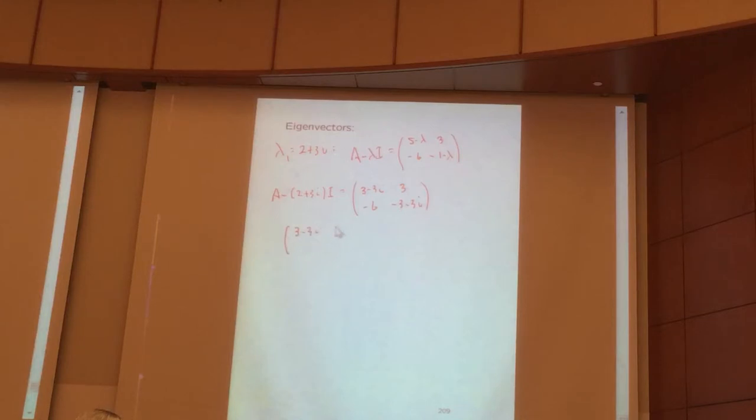Now we want (3 minus 3i, 3; 0, minus 6, minus 3 minus 3i) times (x1, x2) to equal (0, 0). Well, that's a system of equations. I'll write down the augmented matrix: 3 minus 3i, 3, 0; 0, minus 6, minus 3 minus 3i, and 0. You can write this as 1 minus i, 1, and 0; minus 2, minus 1 minus i, and 0. I just divided the first row by 3 and the second row by 3.